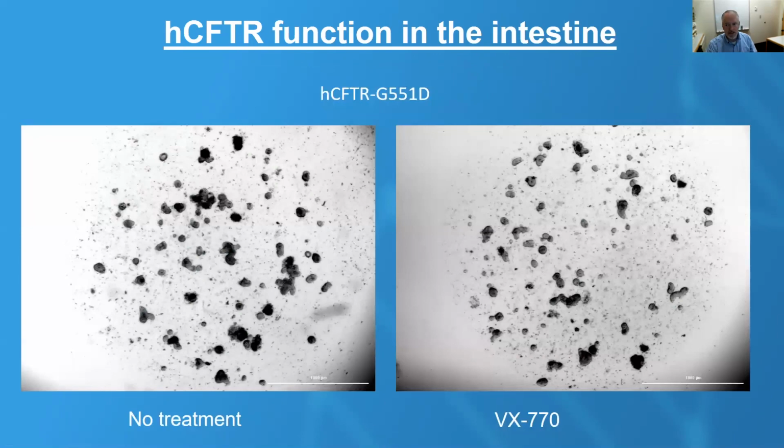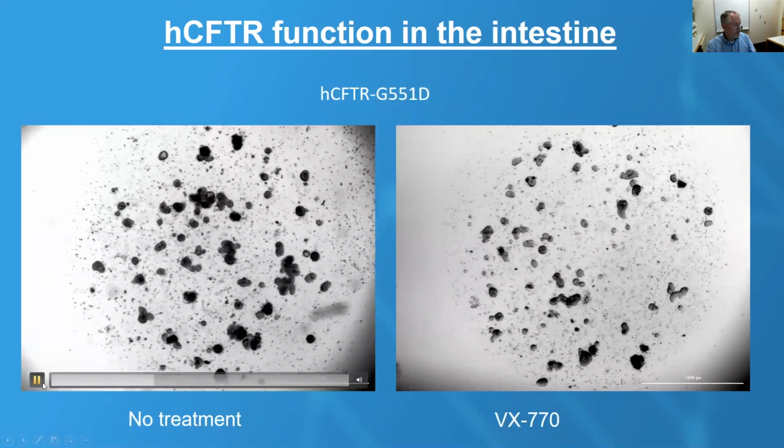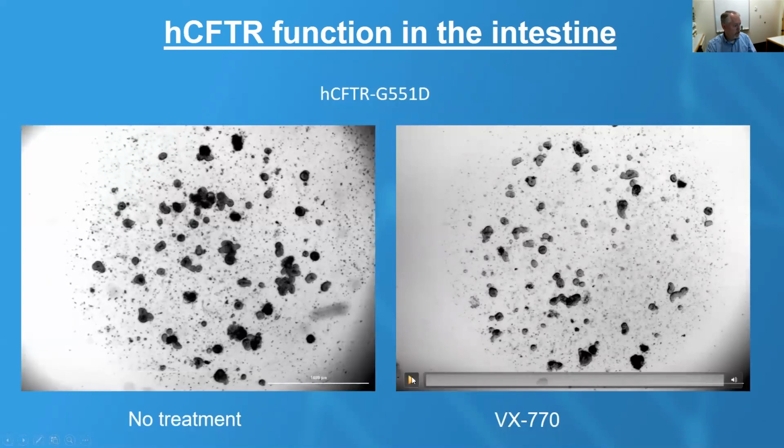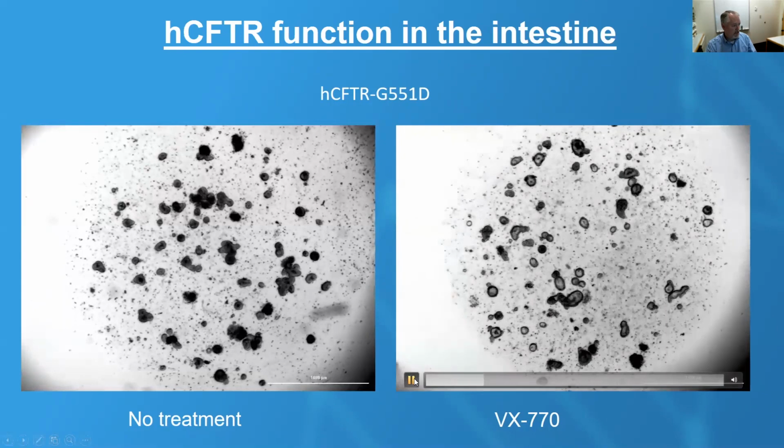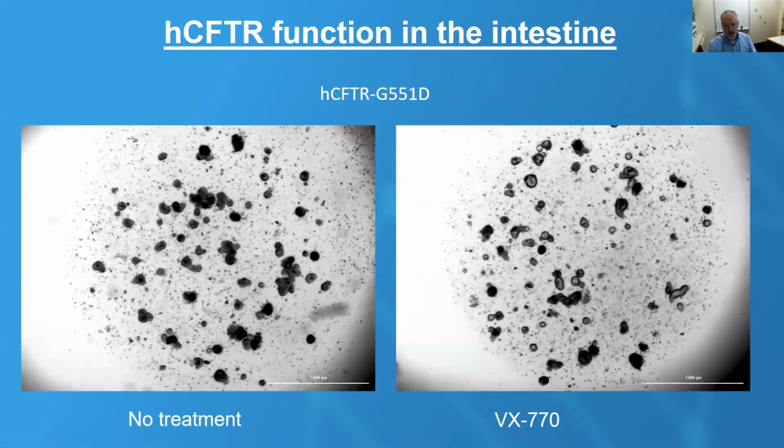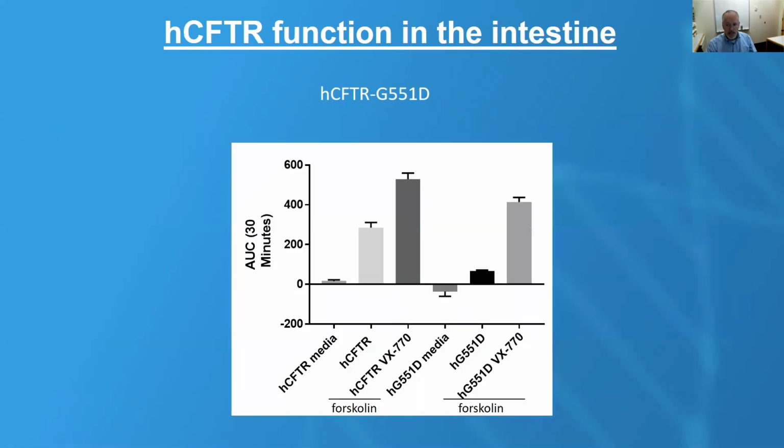A similar response can be observed in vitro utilizing intestinal organoids from these mice as well. For instance, G551D human CFTR mice with no treatment, you see no swelling over time. However, when you treat with VX770, these intestinal organoids clearly show expansion, meaning that there is CFTR function. This data is tabulated here, in which you can observe both wild-type human CFTR as well as G551D are responsive to VX770.